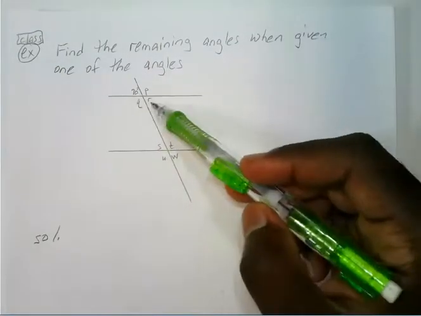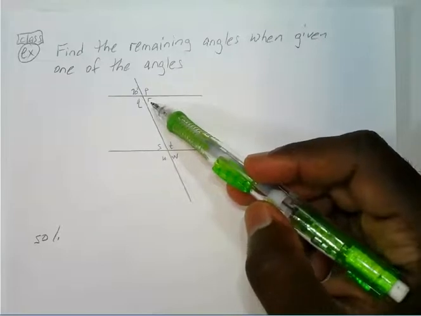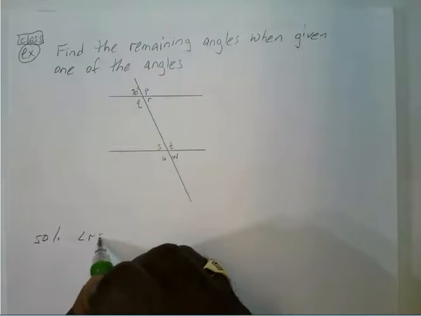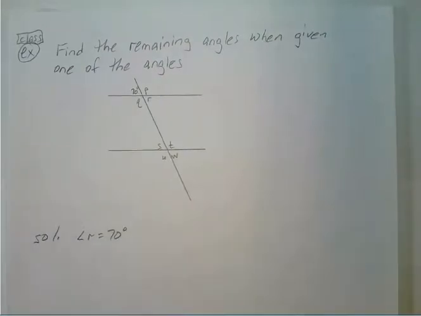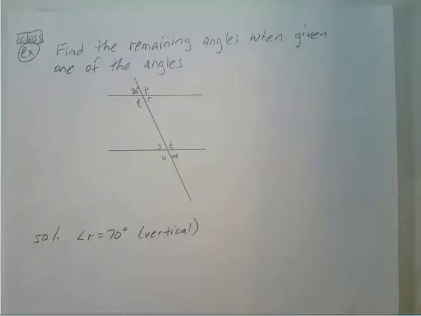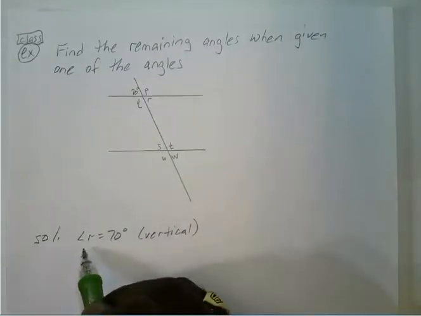Okay, so 70 degrees and angle R are vertical. I always try to get my vertical angles out the way since they're the easiest. So we know that angle R is equal to 70 degrees because it's vertical from our given angle. Okay, so what about angle P?